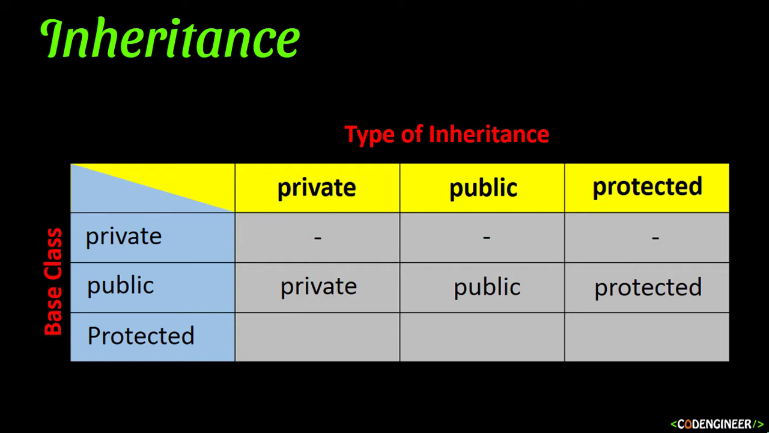Protected behaves as an ambivert. If you ask it to behave as an introvert or an ambivert, it will happily do so. Meaning, if you inherit it as private or protected, it will act as private and protected respectively. But when you inherit it as public, which is an extrovert, it will not do so. Instead, it will choose to be an ambivert and will inherit as protected.